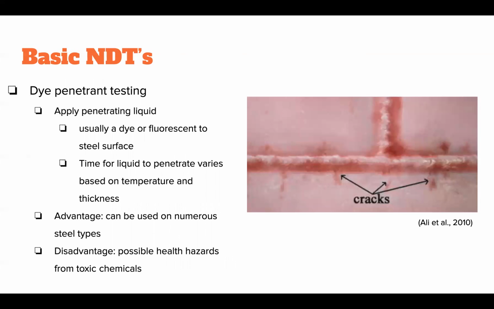Another NDT is dye penetrant testing, where you apply a penetrating liquid. It's a very straightforward test, but it's highly effective. Basically, it takes time for the liquid to penetrate through the material. This time does vary based on temperature and thickness, but it can show where the cracks may be developing. An advantage is that it can be used on numerous steel types. However, one major disadvantage is that there's the possibility of health hazards from the toxic chemicals, so proper safety practices do need to be adhered to.